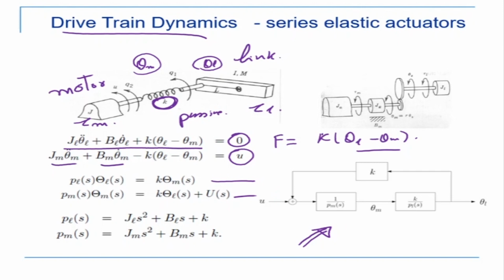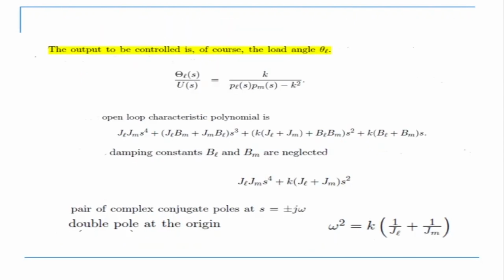Now, when I find the transfer function, we see that our transfer function is theta L by U(s), which is equal to K by PL PM minus K squared, which is this term. So the denominator of that is my characteristic equation, and I need to look at the roots of that equation to talk about stability.